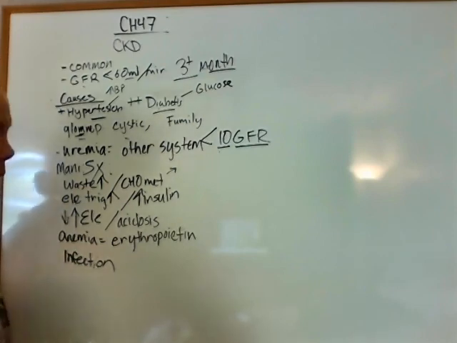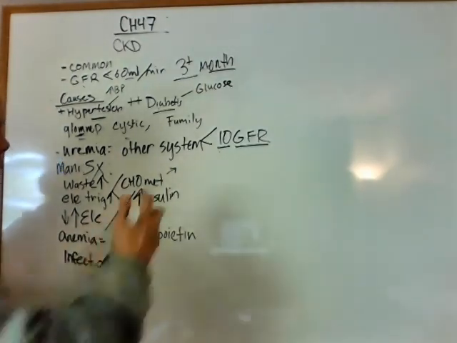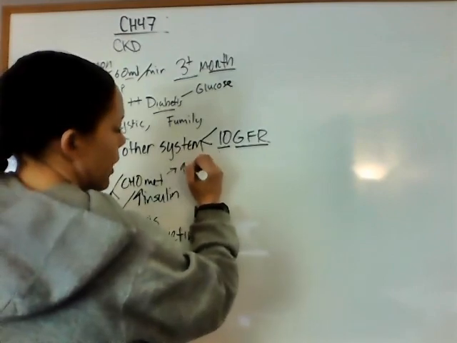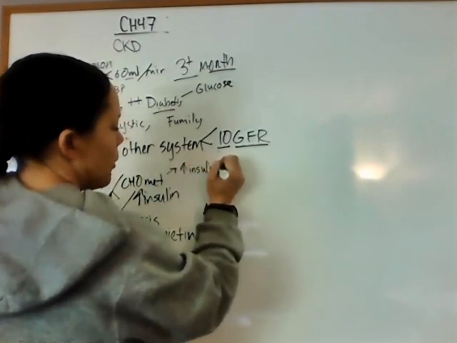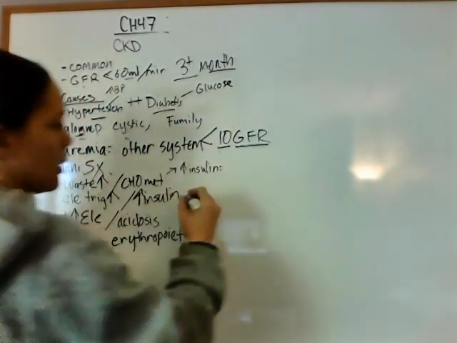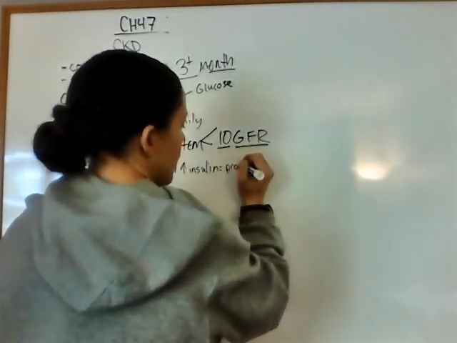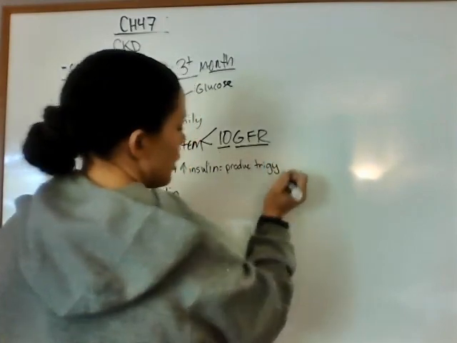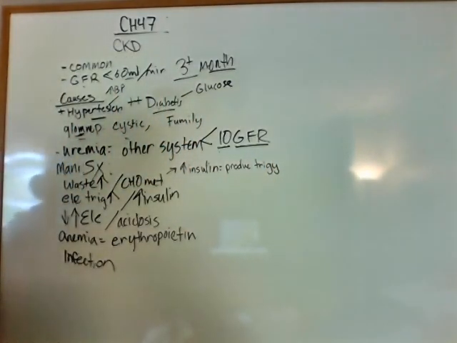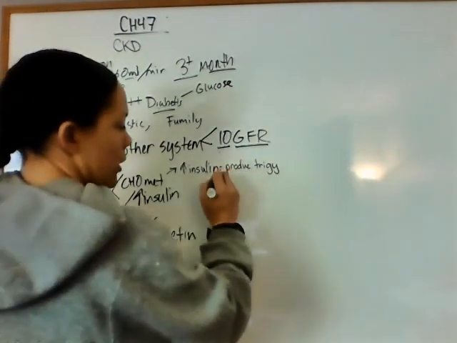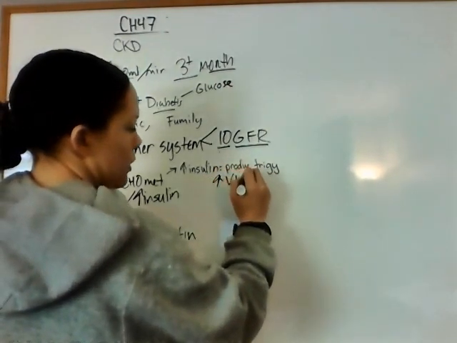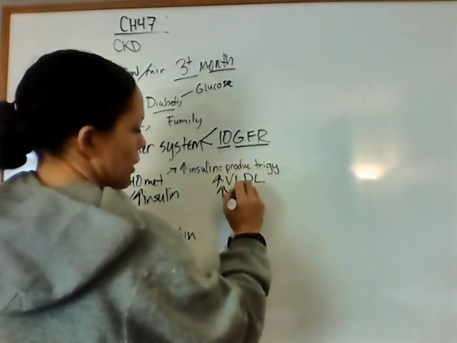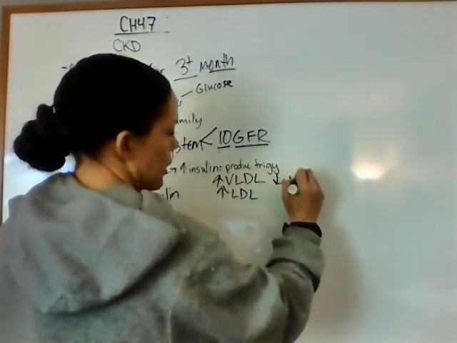And what ends up happening is you're going to have a high level of insulin in the body, and that's going to stimulate the production of triglycerides. So you're going to have a production of triglycerides in the system, and when you have that, you're going to end up with high very low density lipoproteins and low density lipoproteins, and a decrease in high density lipoproteins.